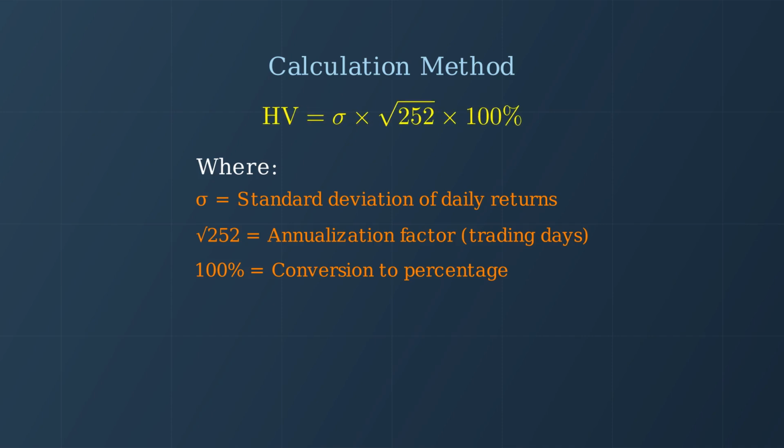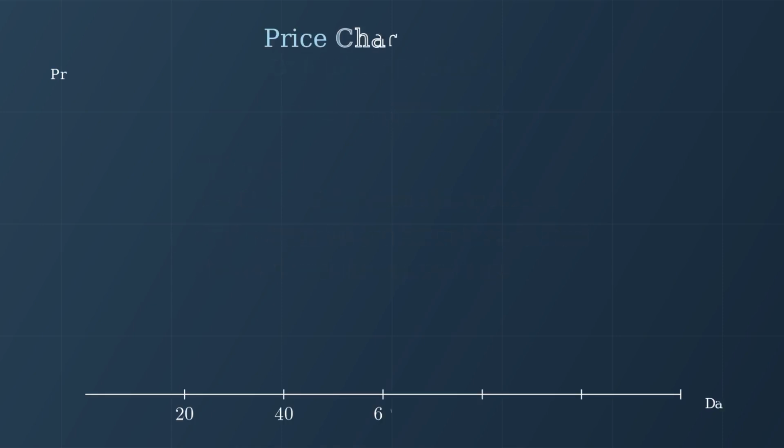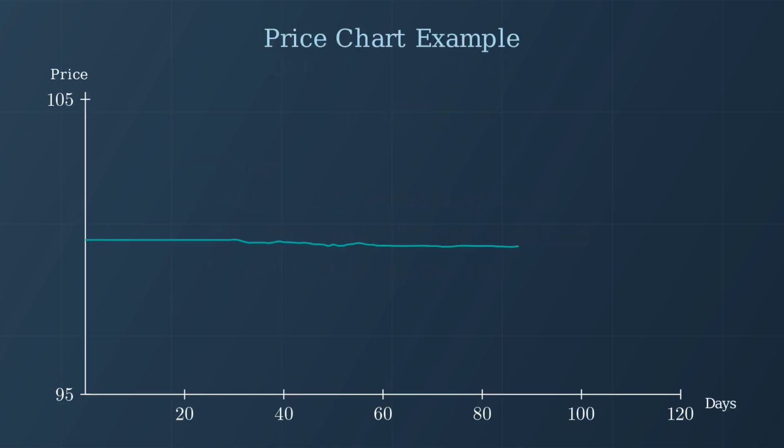This standard deviation is then annualized by multiplying by the square root of 252, which represents the typical number of trading days in a year. Finally, the result is multiplied by 100% to express it as a percentage. Let's visualize historical volatility with an example price chart.